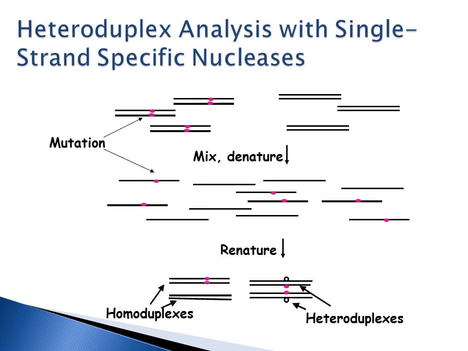Here you have double-stranded DNA. You're going to mix it together. Some strands have a mutation, others do not. You're going to denature them with heat so they all become single-stranded, and then you're going to renature them, where you'll get your mutated strands annealing back together and your normal strands annealing back together, and those are your homoduplexes. Then you're going to get some strands that have a mutation that are going to anneal with the normal strand, and those are going to be your heteroduplexes.